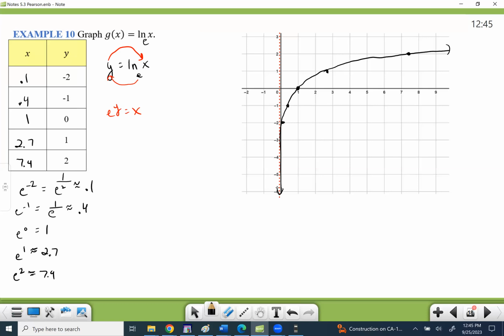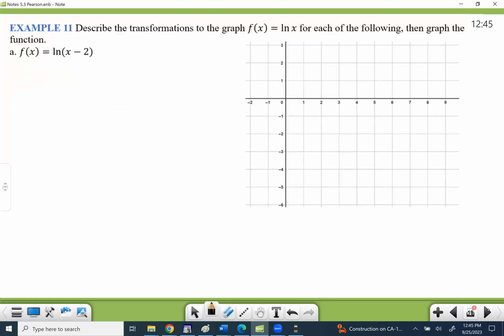This is a big one. You could lock this in your brain. Knowing what this graph looks like helped me through calculus quite a bit. I remember just having it memorized was super helpful. So for those of you continuing on, I want to do that. All right, describe the transformations to the graph.